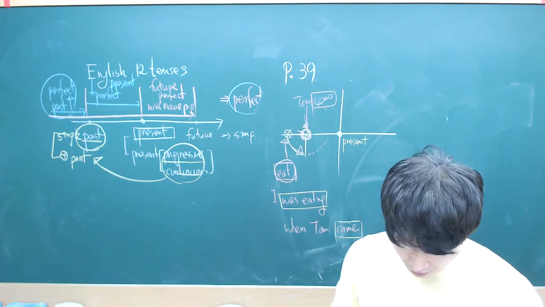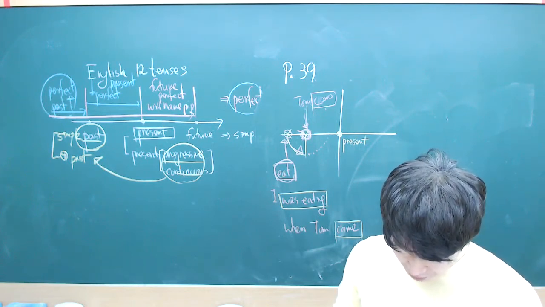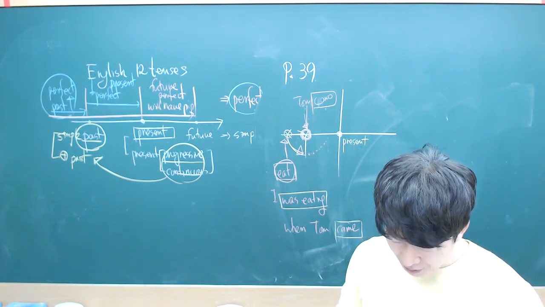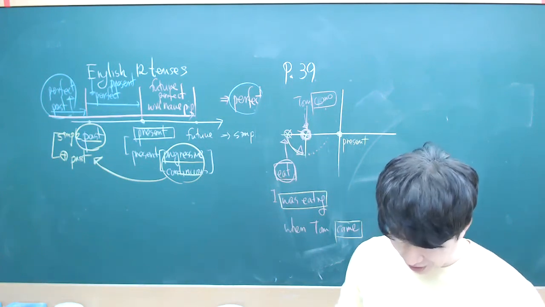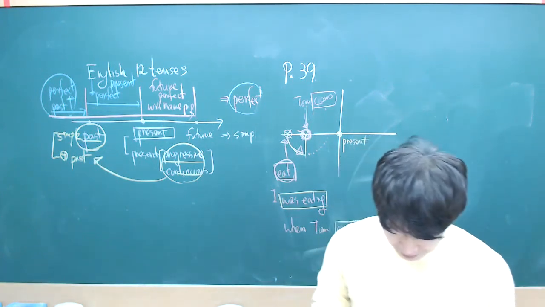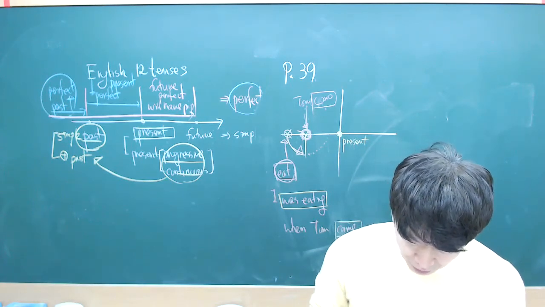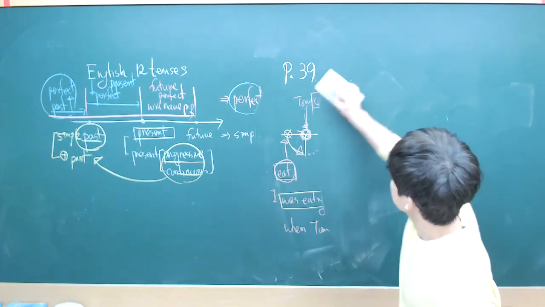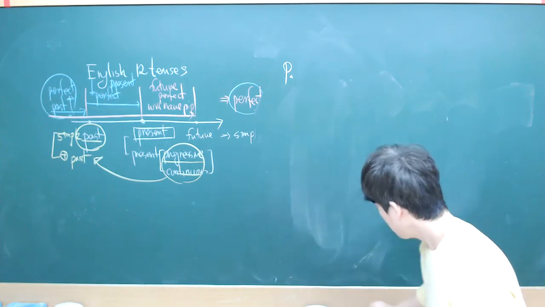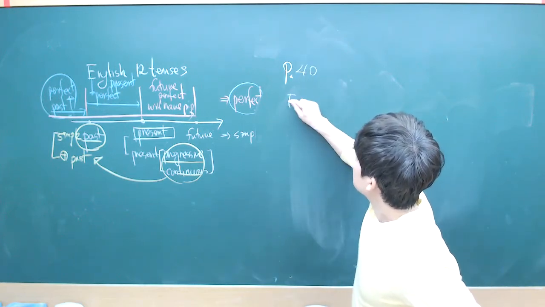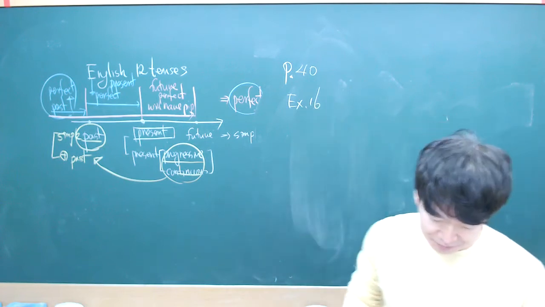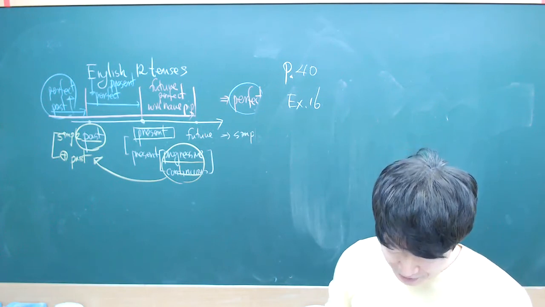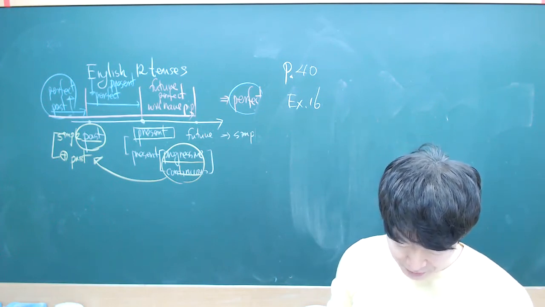And forms, let's look at 2-9, forms of the past progressive. Past form of be verb followed by -ing. That's the form of the past progressive. Okay. Let's move on to page 40, exercise 16. Direction: complete the sentences with the words in parentheses. Use the simple past or past progressive.